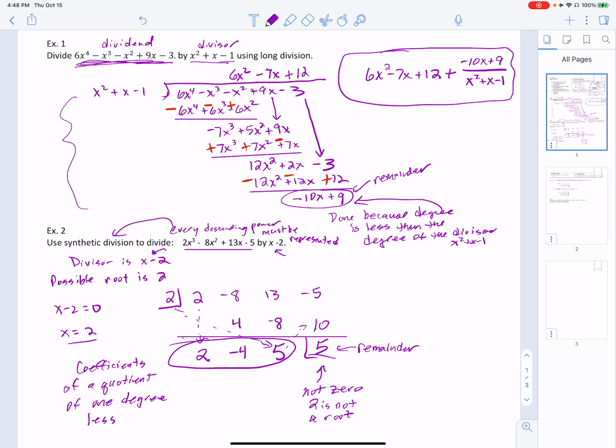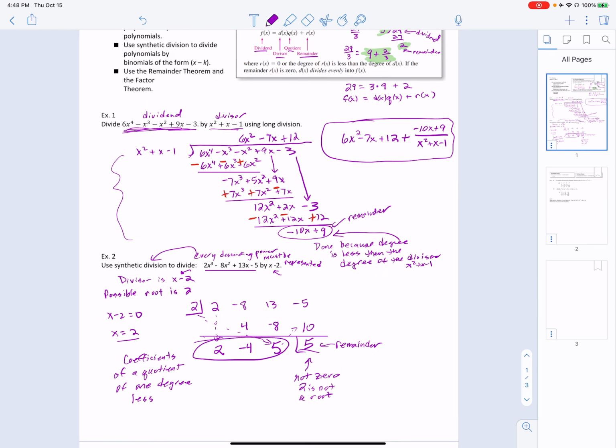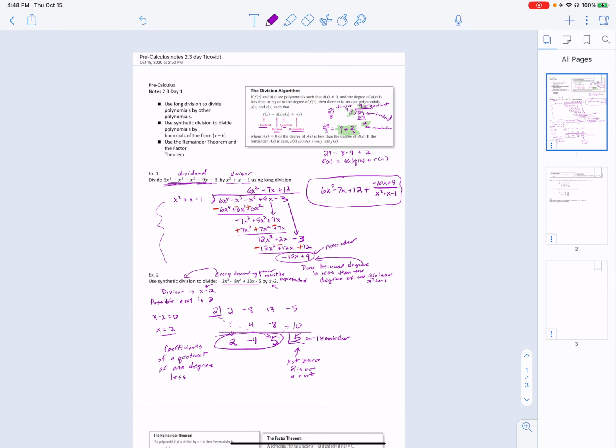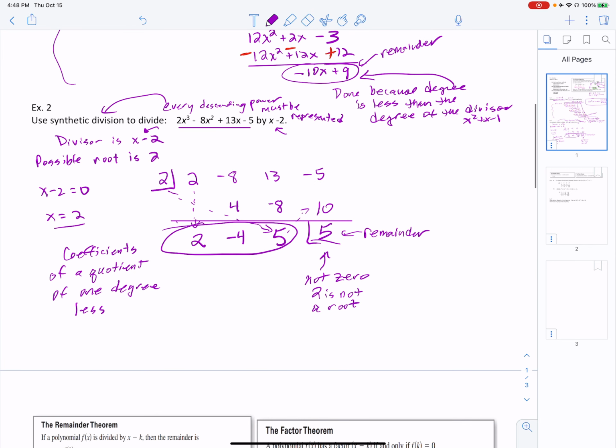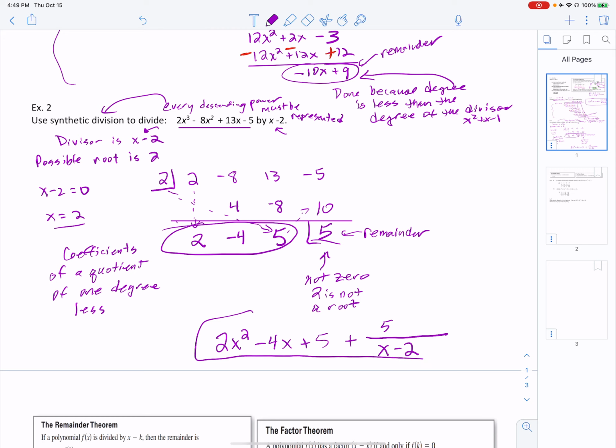And that is going to be my quotient. It was x cubed, so this is going to be 2x squared minus 4x plus 5. So it's 1 degree less. And then my remainder is 5, and you put that over your divisor, and what you were dividing by was the x minus 2. And that is your answer for the division using synthetic.